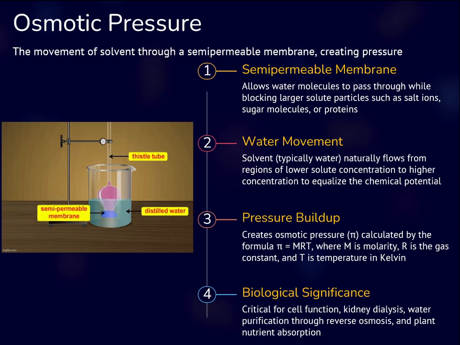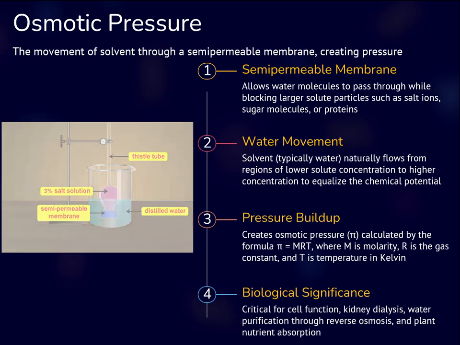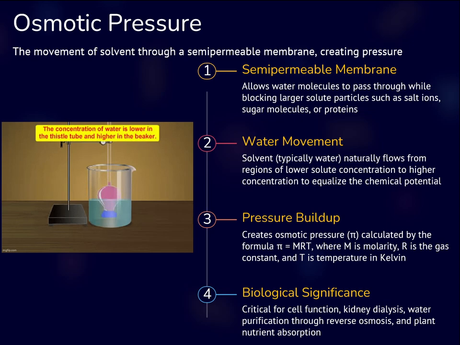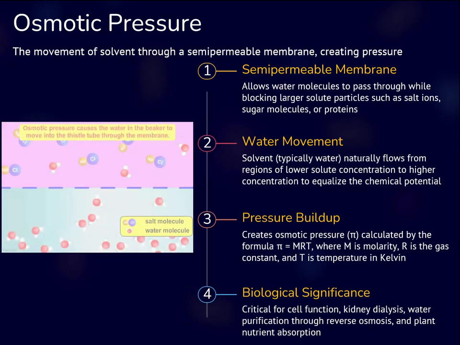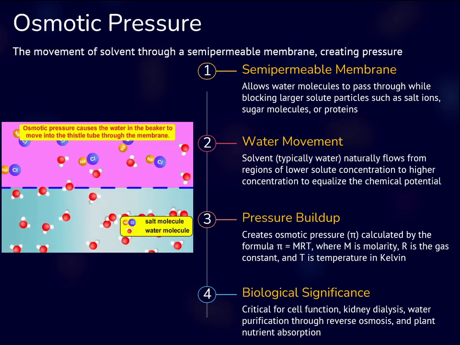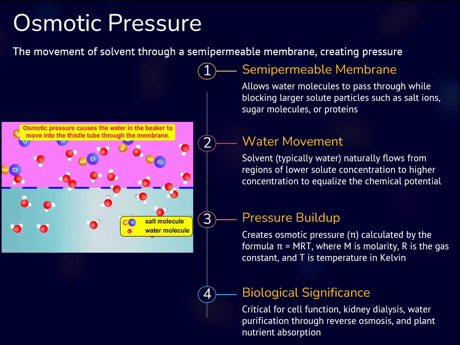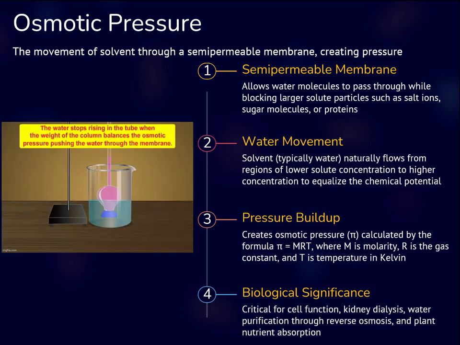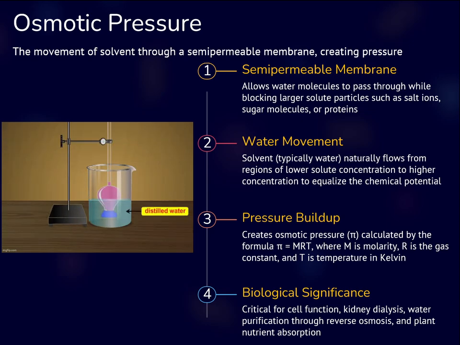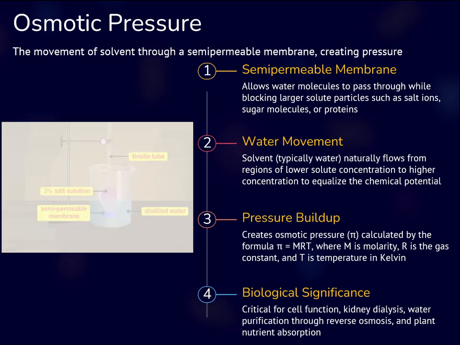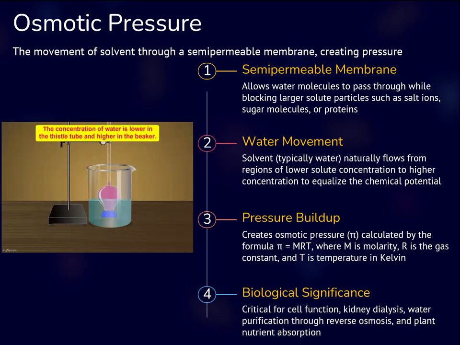Let's move on to osmotic pressure. Osmotic pressure is the pressure created when a solvent, like water, moves across a semi-permeable membrane toward a solution with a higher concentration of solute particles. The membrane allows only certain particles, like water for example, to pass through, and at the same time, it blocks solute particles. This movement continues until the pressure difference balances out the concentration gradient.